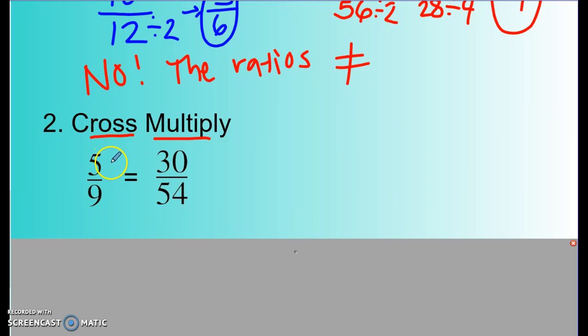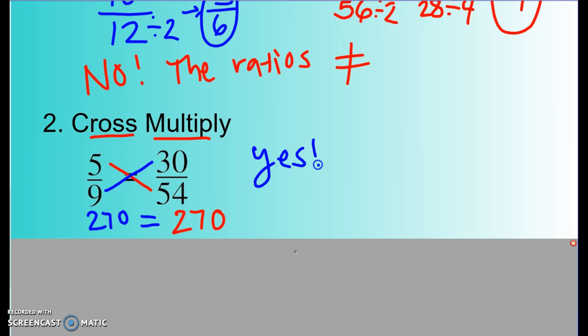So I'm going to start over here, and I'm going to take my 5, and I'm going to cross down and multiply it by 54. And just for organization's sake, I'm going to write that number right down below it, because I know that 5 times 54 gives me 270. And now I need to cross the other side. So I'm going to start up top and take 30 times 9. Again, we're multiplying. 30 times 9 gives me 270. And because these two numbers are equal when we cross multiply, our answer here would be yes, these are a proportion because the ratios are equal.